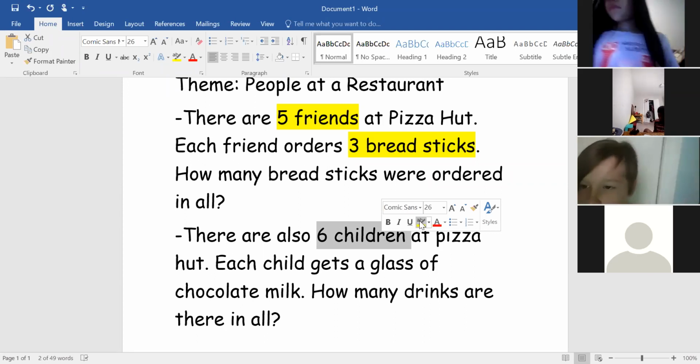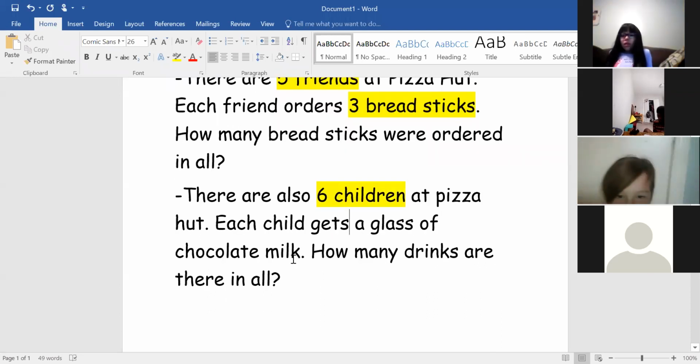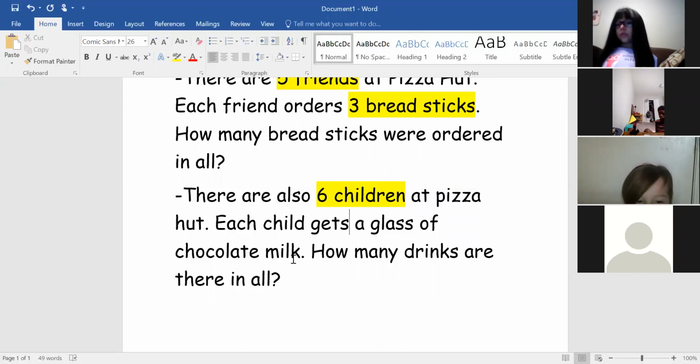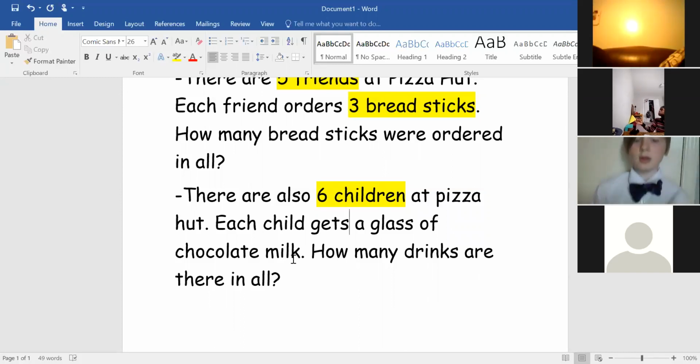All right. One more word problem to do together. Rosie, would you read it about the 6 children? Okay, there are also 6 children at the Pizza Hut. Each child gets a glass of chocolate milk. How many drinks are there in all?